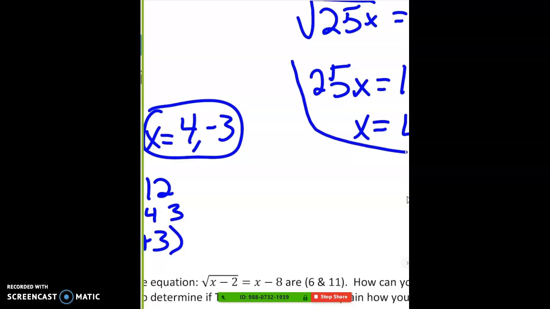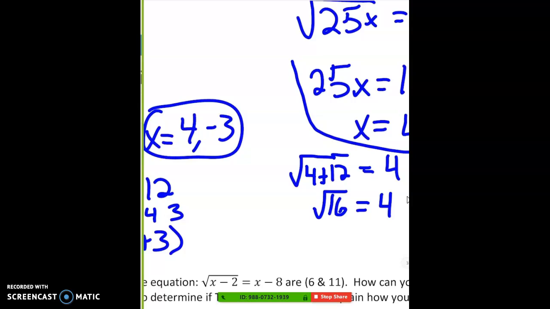All right, I have the square root of x plus 12. So what that tells me is for the x, I'm going to plug in the 4 plus 12, okay? And then over here, it's equal to x, so I'm going to say it's equal to 4. So I do my addition. I have the square root of 16 is equal to 4. Is the square root of 16 4? Yes, it is. So that's good.